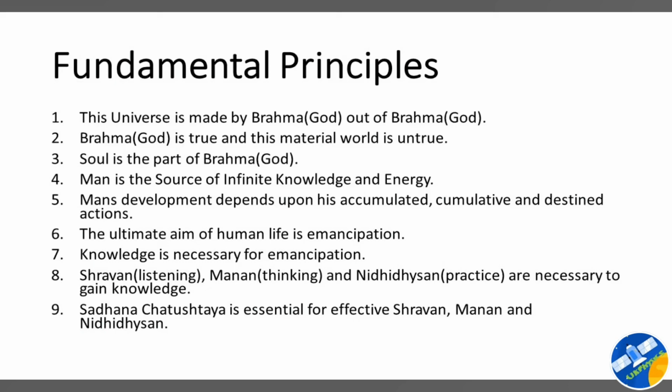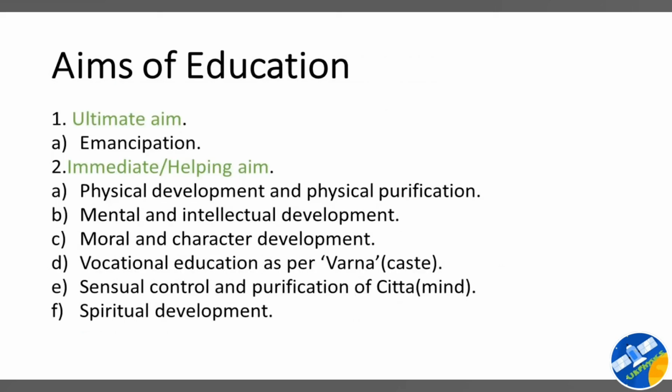Now, let us move on to the aims of education. According to Shankara's Vedanta, there are two major aims of education: the ultimate aim and the immediate or the helping aim. The ultimate aim is emancipation. We have discussed emancipation in the earlier slides. Immediate aims are physical development and physical purification, mental and intellectual development, moral and character development, vocational education as per Varna. Varna means caste, which are the Brahmins, the Kshatriyas, Vaishyas and Shudras. Next, sensual control and purification of Chitta, which means mind.